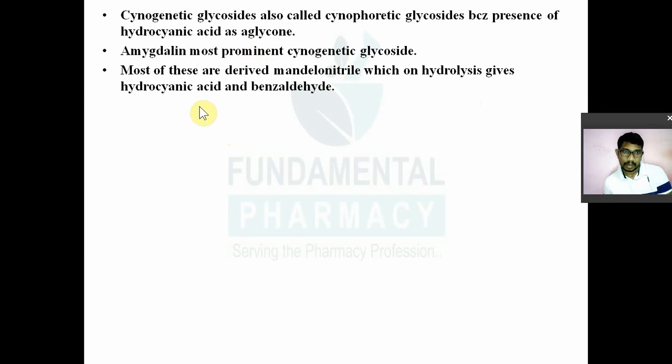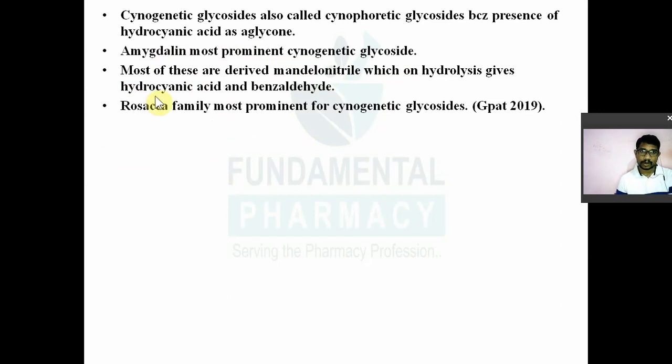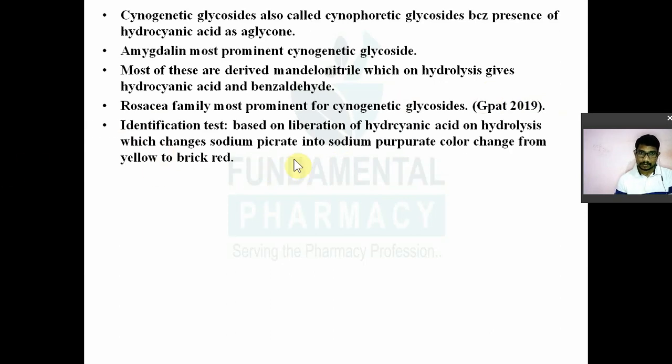Most of these are derived from mandelonitrile, which on hydrolysis will give you hydrocyanic acid and benzaldehyde. So amygdalin and others are formed from mandelonitrile. Mostly the Rosaceae family is the most prominent for cyanogenetic glycosides. This was a question in GPAT 2000: which one of the following families consists of cyanogenetic glycosides prominently? Rosaceae family.